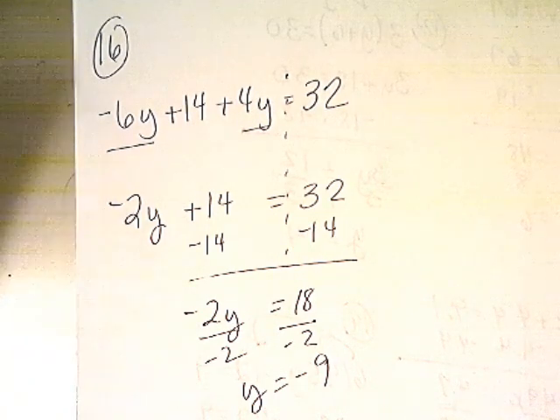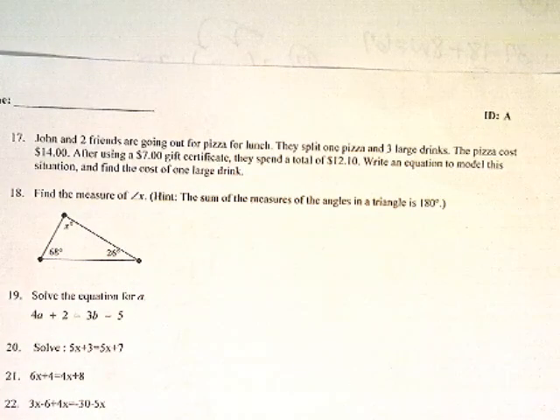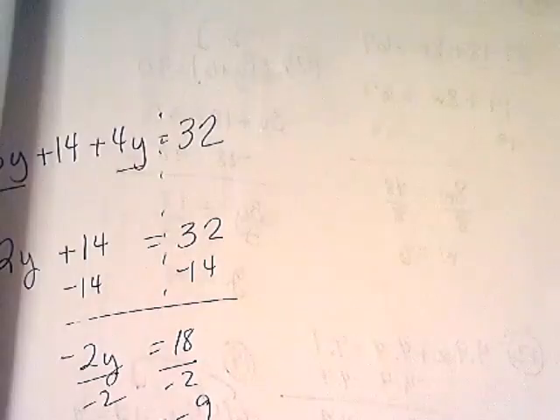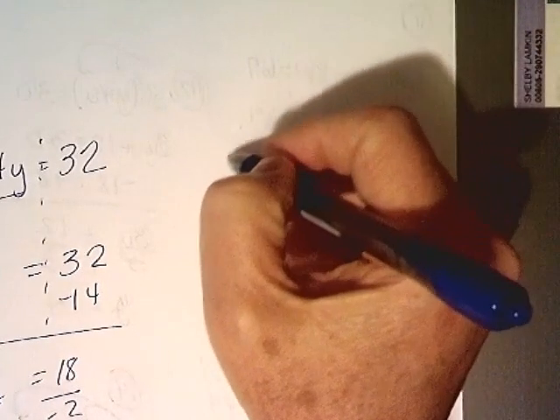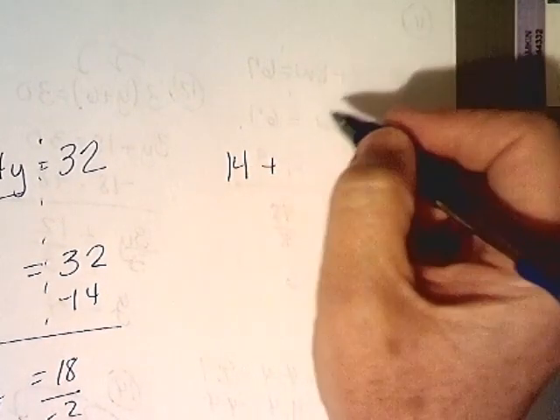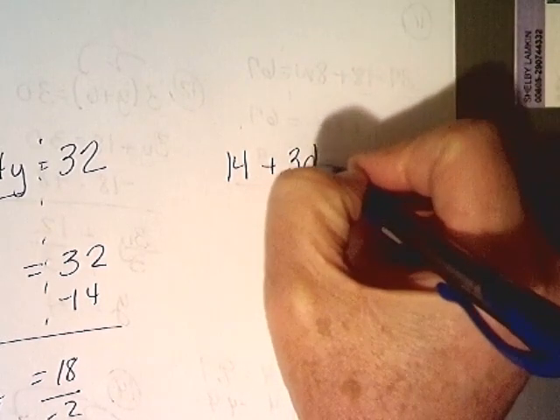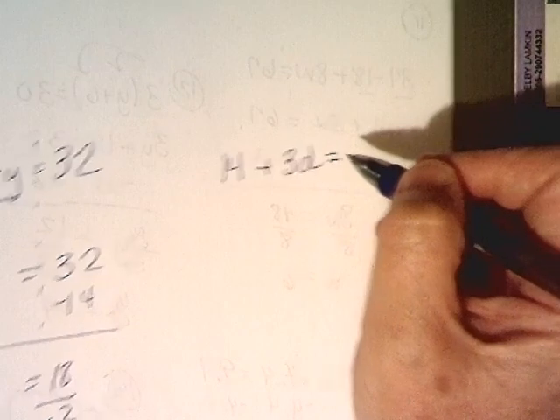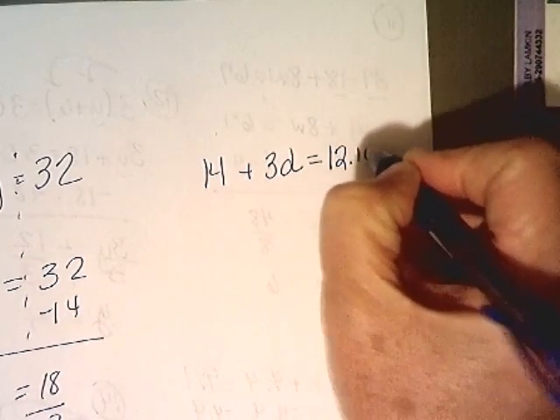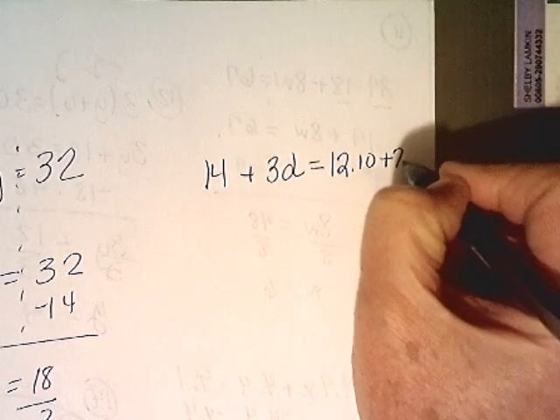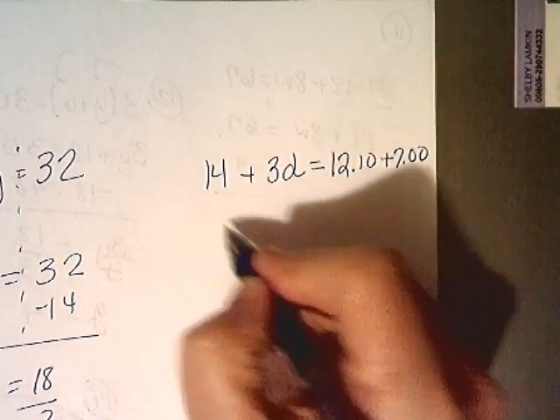Number 17 says John and 2 friends are going out for pizza. They split one pizza and 3 large drinks. The pizza costs $14. After using a $7 gift certificate, they spend a total of $12.10. Write an equation to model this situation and find the cost of a large drink. So the pizza is $14, and they bought 3 large drinks, and they spent $12.10, but actually the bill was $7 more than that because they had a coupon.